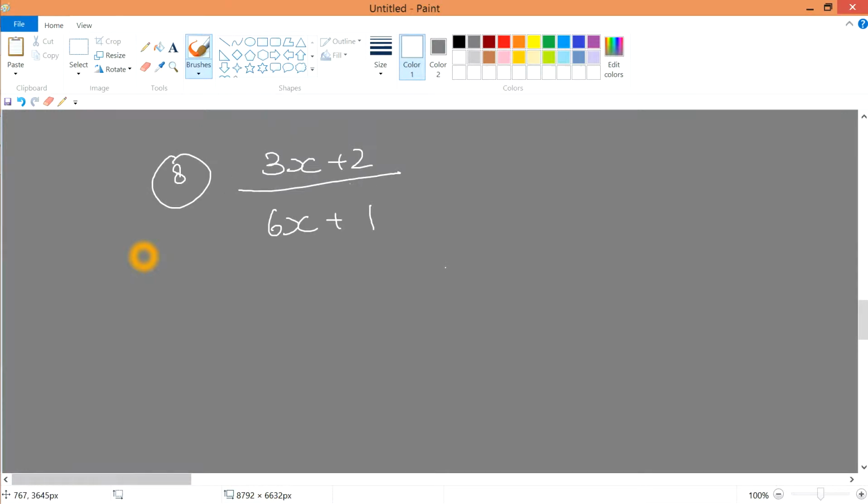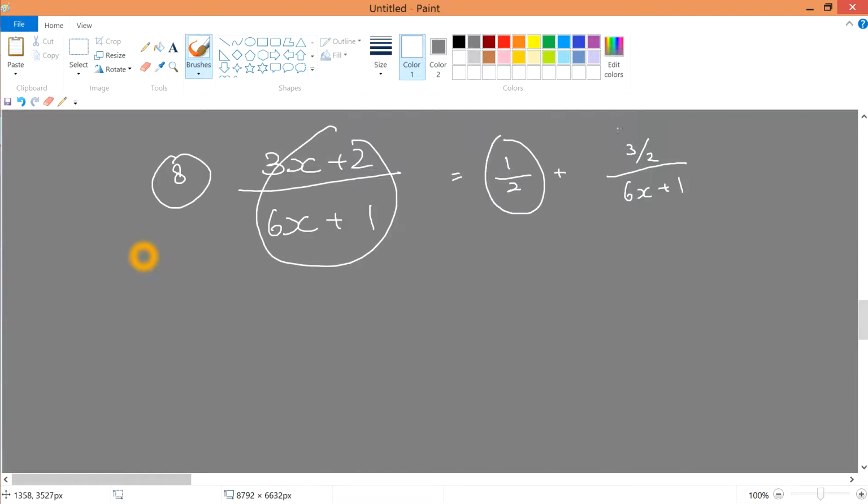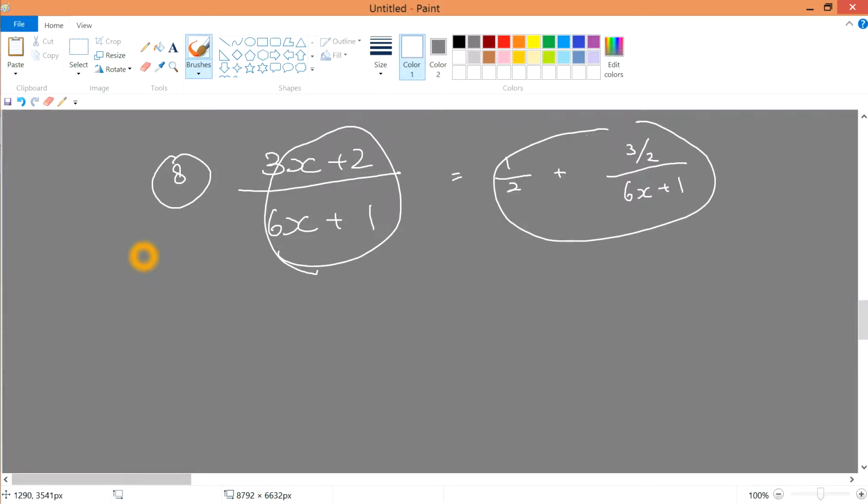Alright, now this is the last boss. How do I change this to something that is simplified? I will present you this answer, half. I want you to break it down in terms of a whole number and something with a denominator x. This can be utilized in integration. If you talk about integration, you're going to rearrange this into this so that you can integrate more easily.